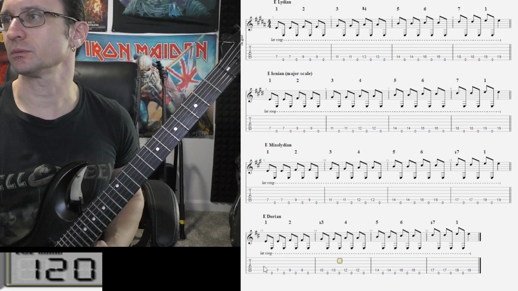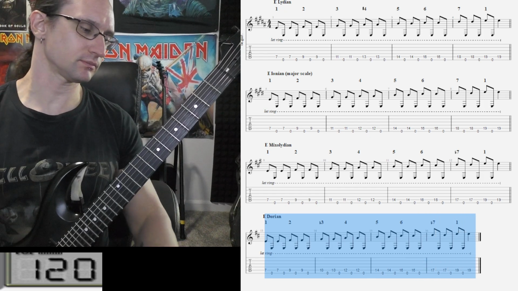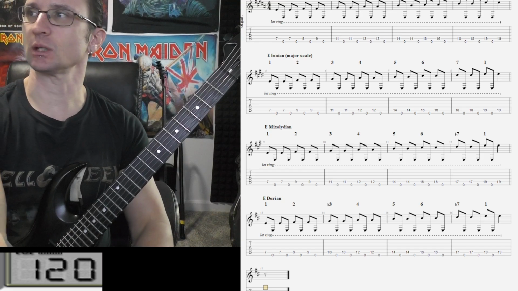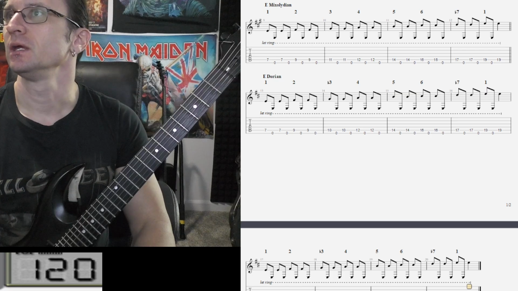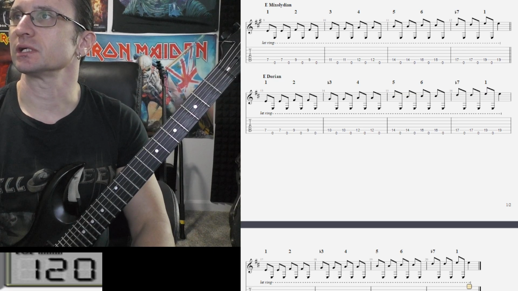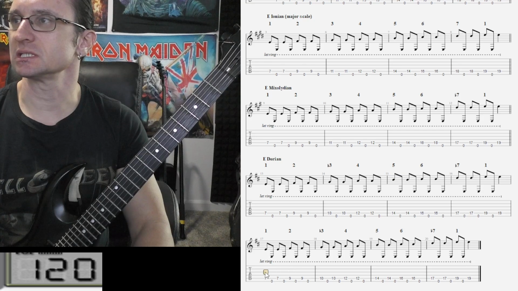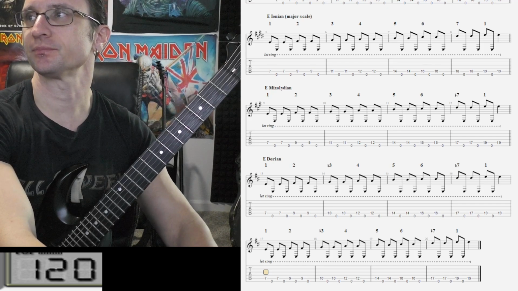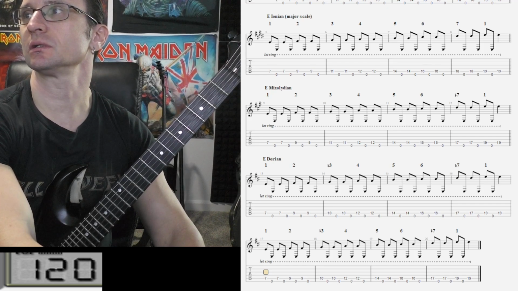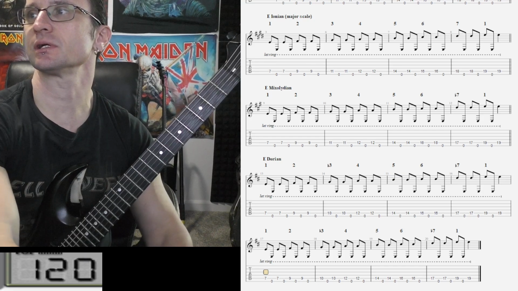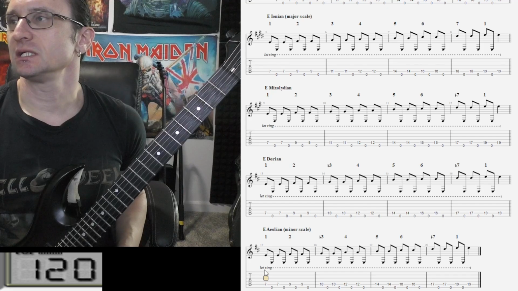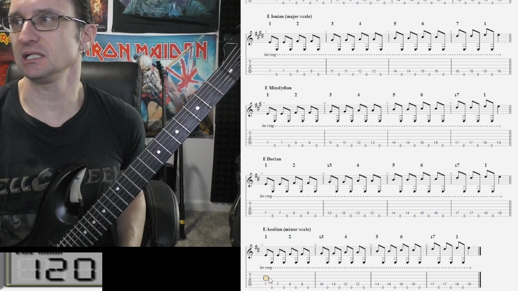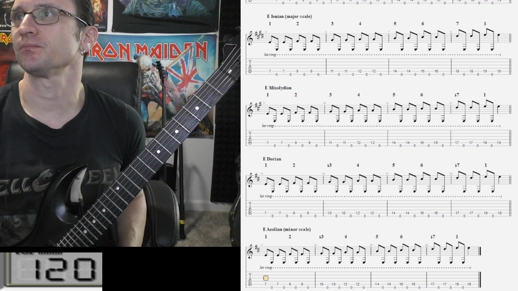Next mode, we're going to have Aeolian. We're going to flat the 6, and that's going to give us our Aeolian mode, which is also the minor scale. So the Aeolian mode is the minor scale. Sometimes people call it the natural minor scale. E Aeolian, or the minor scale. That's in the key of G major, which is the key of E minor. So E minor and E Aeolian, same thing.